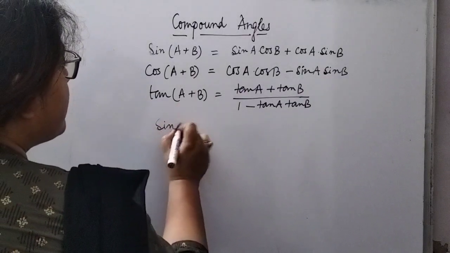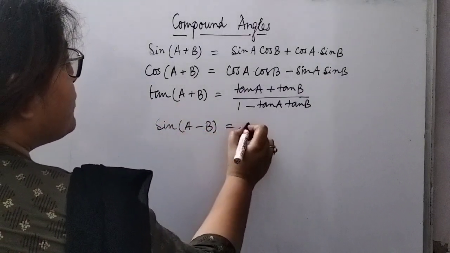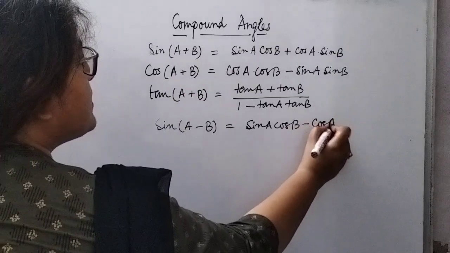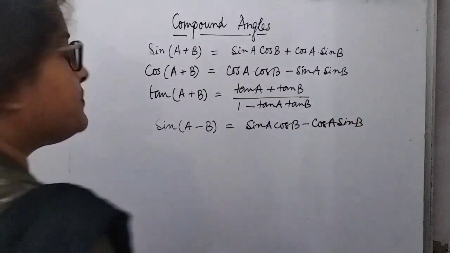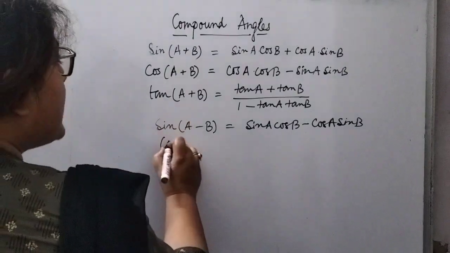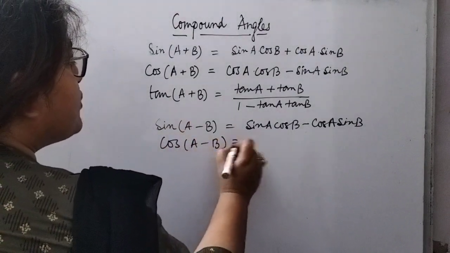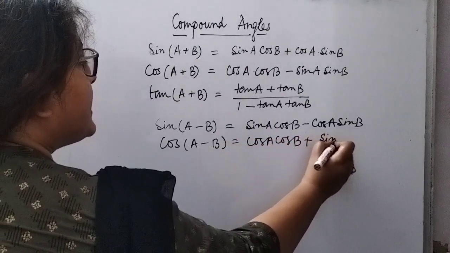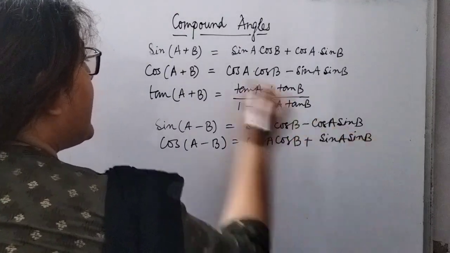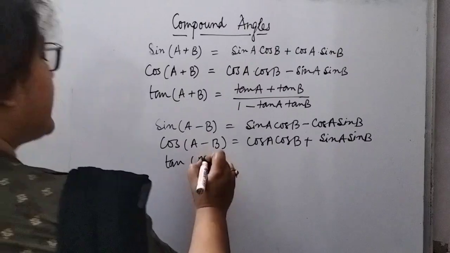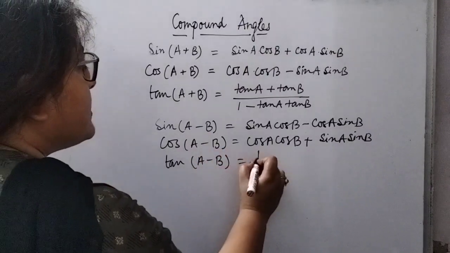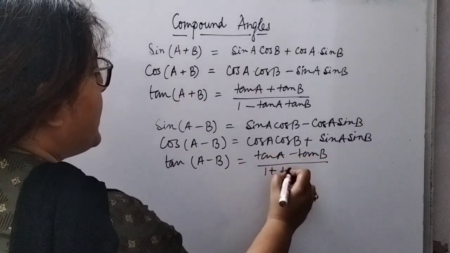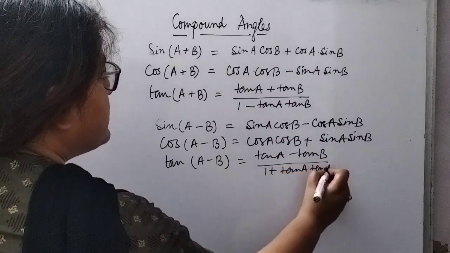Now, if we take the subtraction of these angles, then what will be the representation? Sin A minus B will give sin A cos B minus cos A sin B. Now, if we take cosine of A minus B, it will give cos A cos B plus sin A sin B. And considering tangent of A minus B, we get tan A minus tan B by 1 plus tan A into tan B.